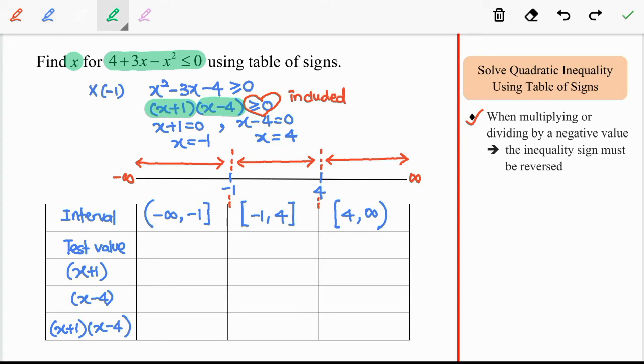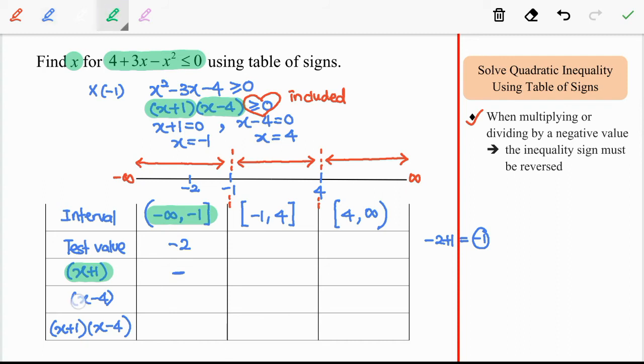Now, let us choose any number in the interval -infinity to -1. For example, we choose -2. So the test value is -2. Now, substitute -2 into factor x plus 1. So, -2 plus 1 gives us negative 1. So here we clearly see that the value we get is negative. So we put here a negative sign.